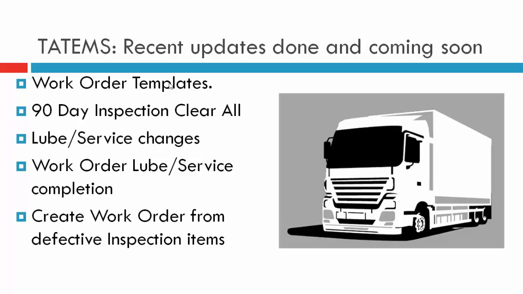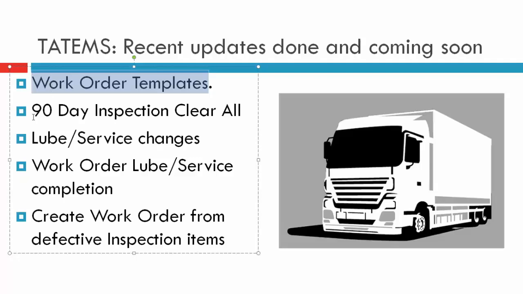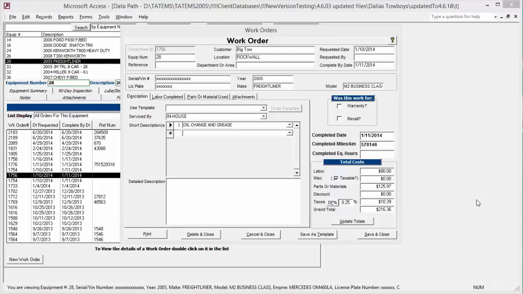Just wanted to go over a couple of recent updates and some updates that are coming soon. So in recent updates, we've added work order templates to version 4.6.19. Also the 90-day inspection clear all button. And so let me just show you those two things real quick.